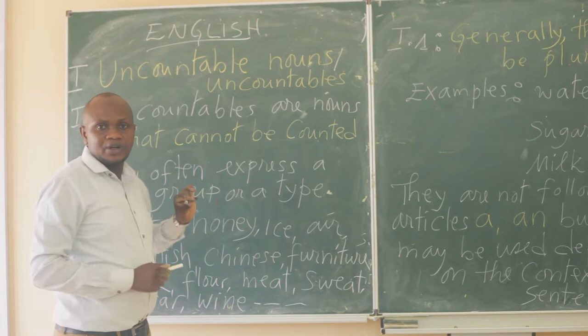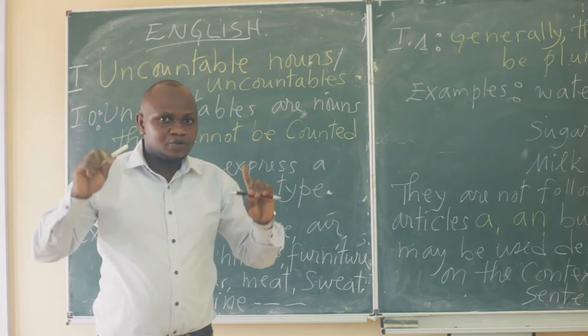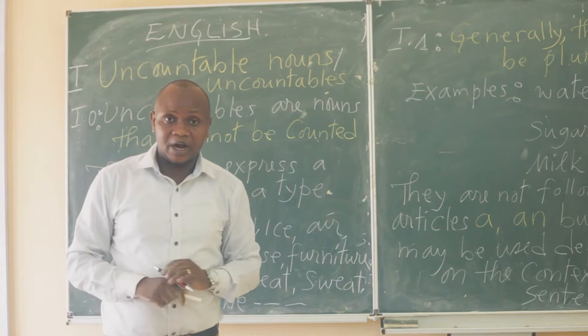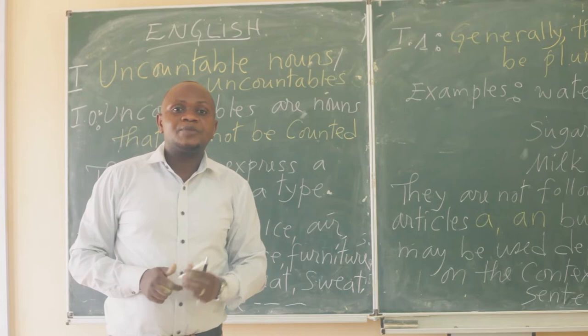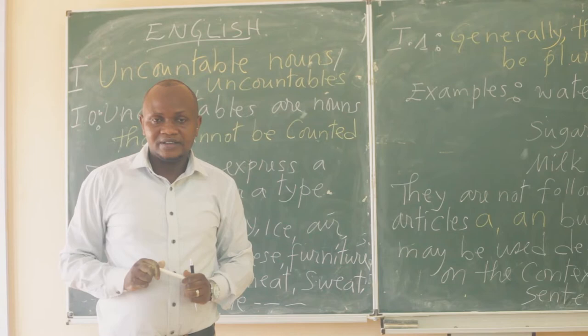For example, when I say English, English cannot be counted. Kuko ntabwo twavuga Englishes. Keretse turi kugenda dukomparinga Icyongereza cyo mu Bwongereza, cyo muri Amerika, cyo muri Australia or Canada, nibwo twavuga different Englishes. Ariko iyo tuvuze ijambo Icyongereza gusa, ntabwo avuga ngo that man speaks many Englishes. Ntabwo bibaho.